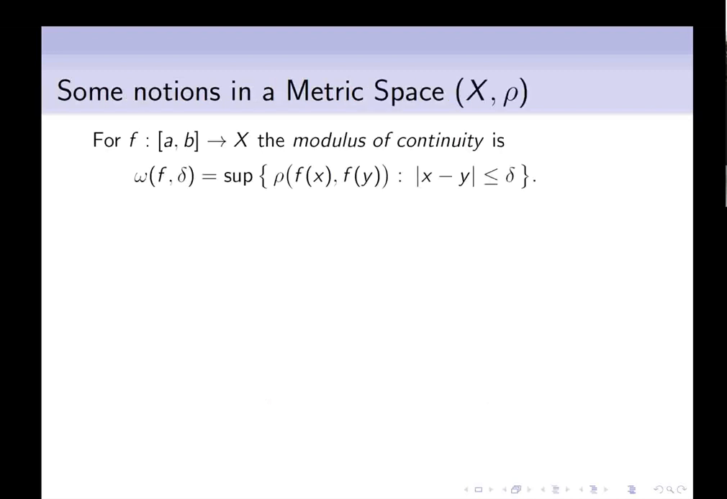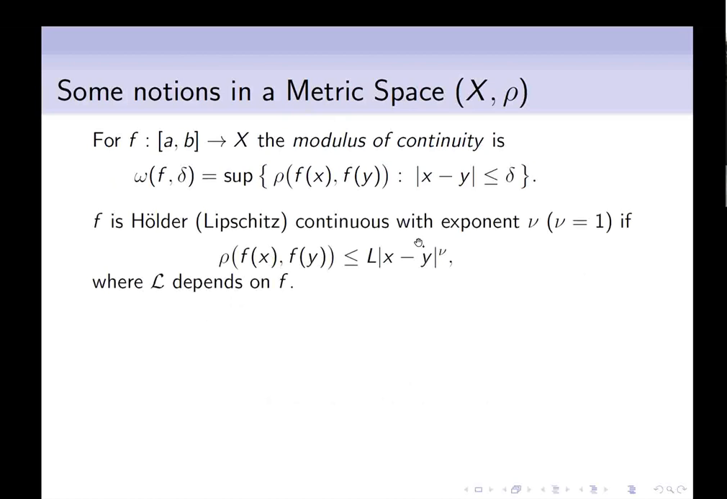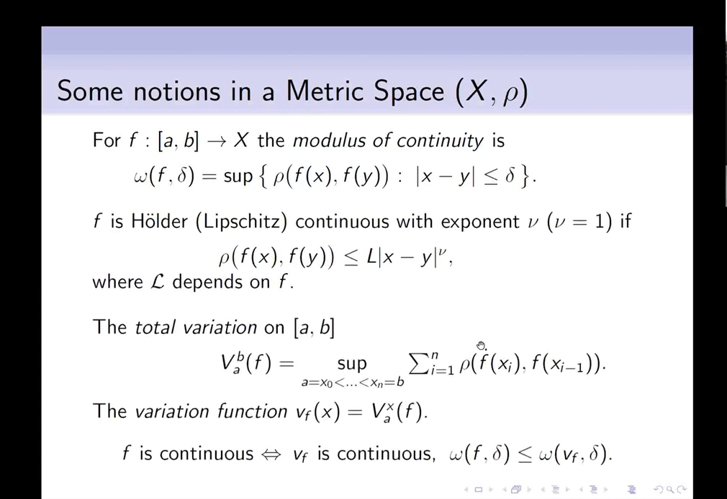To present error bounds, I need some notions in metric space. We define the modulus of continuity of a function F, just to recall its definition. Sometimes we consider functions which are Hölder continuous or Lipschitz continuous, and again, this is its definition. The notion of total variation is essential in our work. We consider functions that have bounded total variation. They are called BV functions. So again, here is its definition.